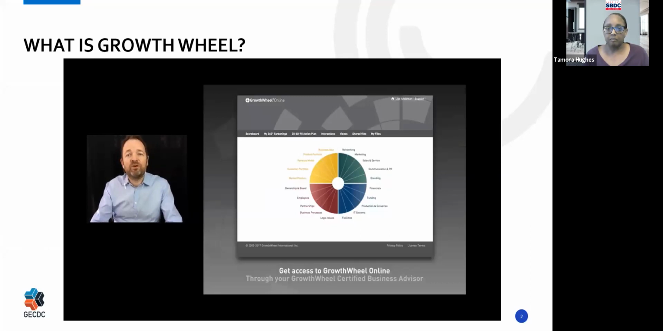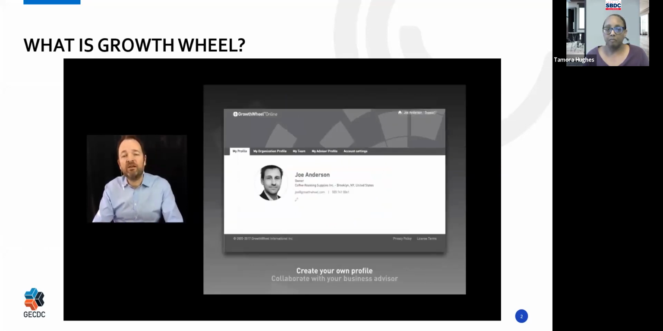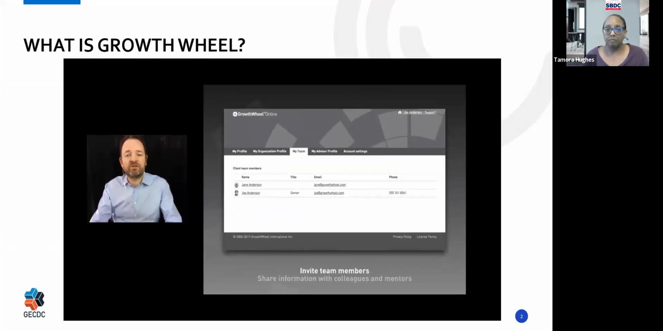Growth Wheel is also software that you can use in the cloud. Your business advisor, your certified Growth Wheel business advisor, can give you access to Growth Wheel online. You can create your own profile so you can collaborate online, and you can even invite team members and share information with your colleagues and maybe with mentors if you have that.